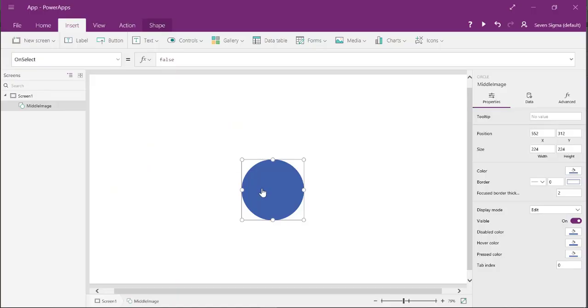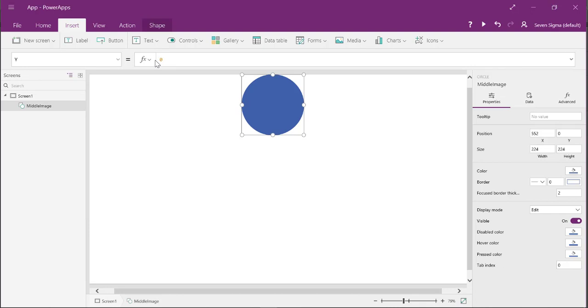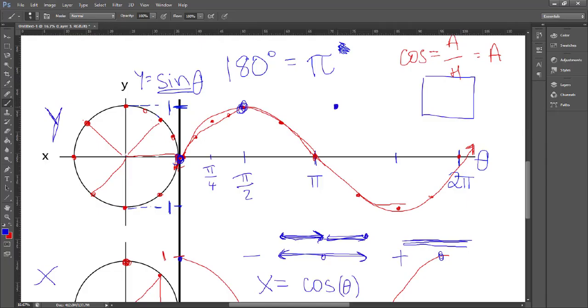All right, so I'm on PowerApps. Change the y value of that circle. So y, change it to 0. Now change it to 10. Yes, okay, now I understand. Change it to 100. It starts in the middle.